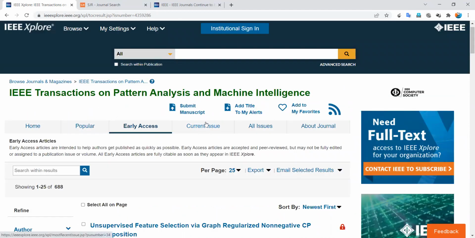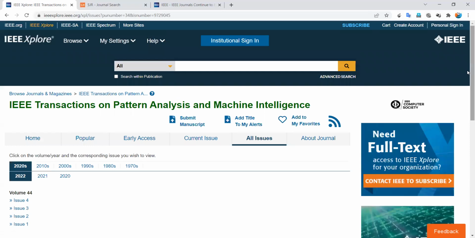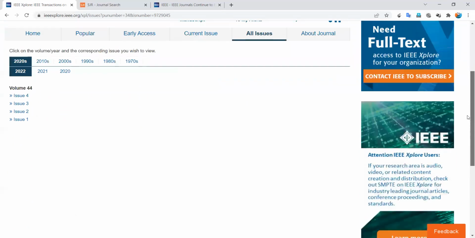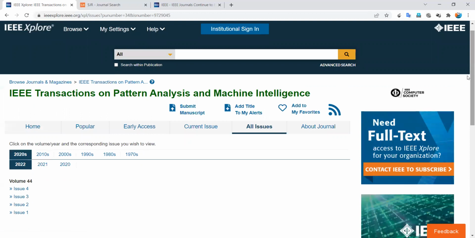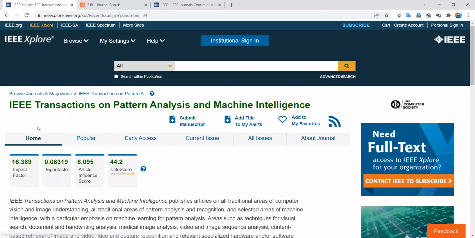Okay. Additionally, if you want to see since when it started, you can click on all the issues, and then you will have the information that it started in the 1970s, and then the 90s, 2000, and so on. The journals are available here, so it is quite an old journal, and you can consider it for publishing, but your work has to be of very high quality, then only it will get accepted, because the journal is quite old and its impact factor is very high. Now coming to whether the journal is SCI or not.